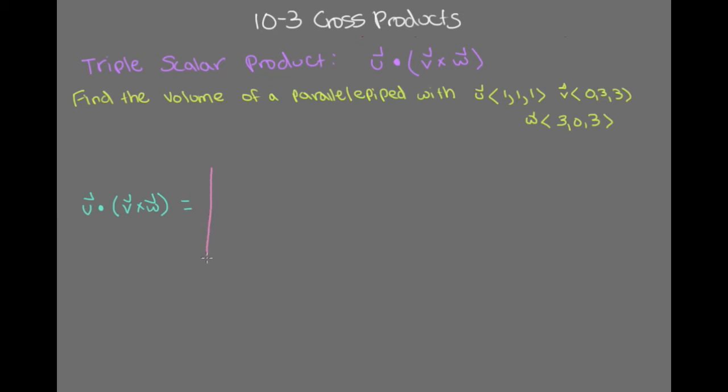So what we'll do is we'll just find the determinant again, and instead of filling in i, j, k for the top, just like for the cross product, we're going to fill in these three vectors as our three rows over here. So first, vector u, 1, 1, 1, vector v, 0, 3, 3, and then vector w, 3, 0, 3.